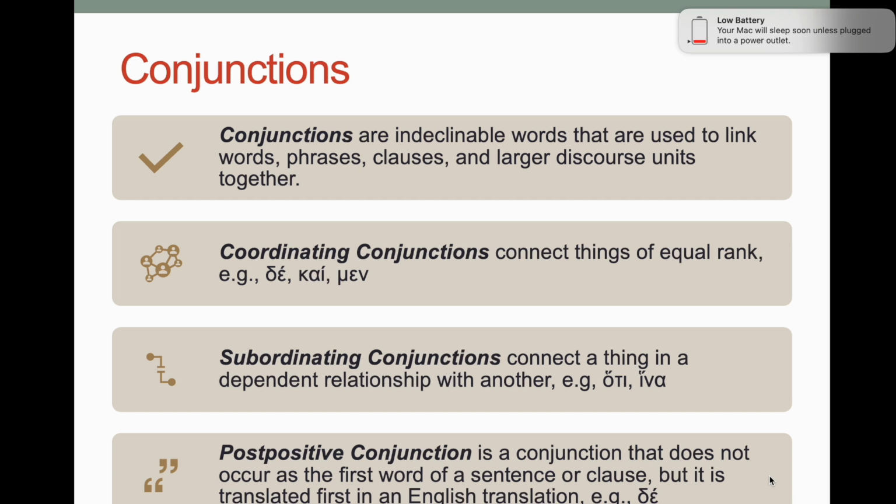Some of our conjunctions are post-positive, and that means that the conjunction cannot be the first word in a sentence or clause. It is always generally second in the clause. Even though that's the case, that post-positive conjunction in our English translation appears first. So a good example of that is de, which means and or but. It occurs post-positively, generally the second word in the clause, but it's always translated in English as the first. And this, or but that.